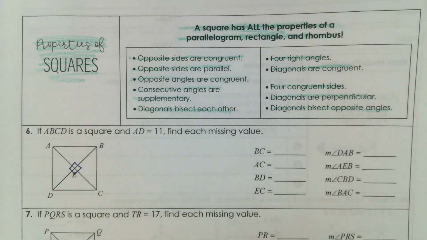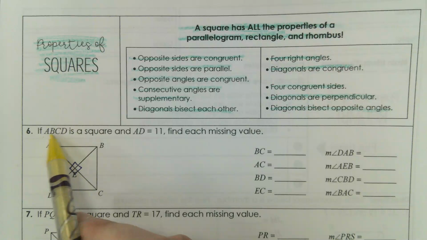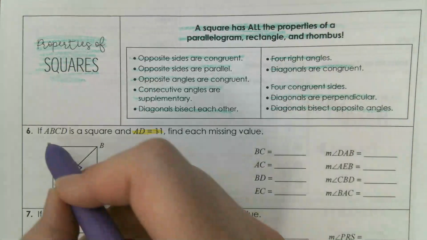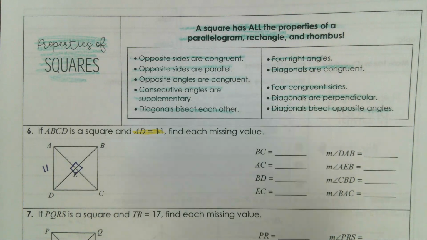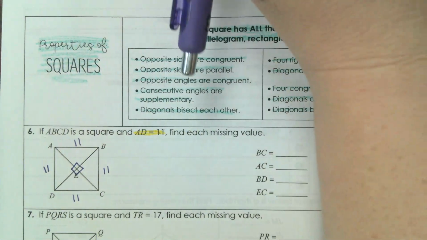Okay, so let's just dive right in here with the information they've given me. They said if ABCD is a square and AD is 11, they're asking us to find each missing value. So I know you're like, how in the world are we going to find all of this information with this one piece of info? And you know what? It's going to happen. You can go ahead and label all sides as 11.